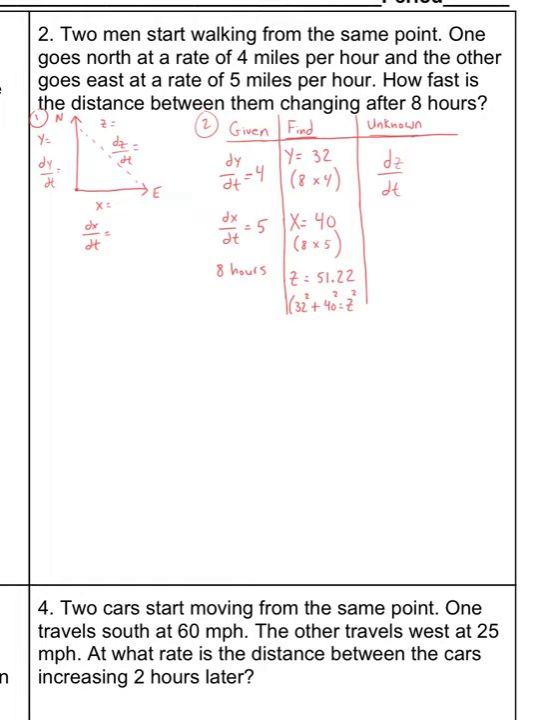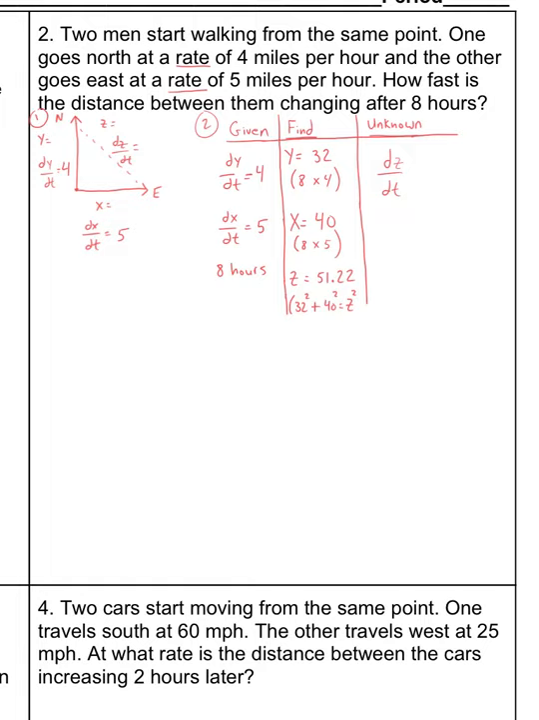Here is our drawing. We have a person walking north, and we have a person walking east from the same point. Okay, the person going north is going at a rate of 4 miles per hour. That is a rate, so that's going to be our dy/dt. The other person that's going east is going at a rate of 5 miles per hour. So that is our dx/dt. All right, we're also given 8 hours.